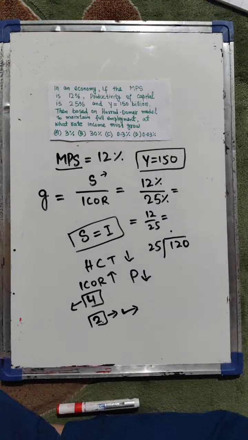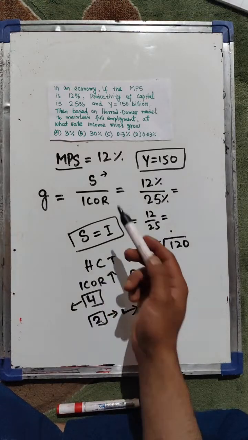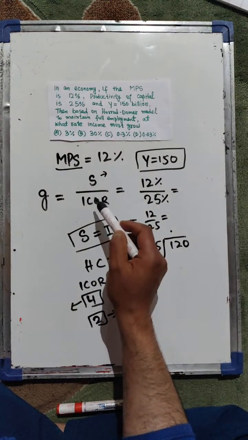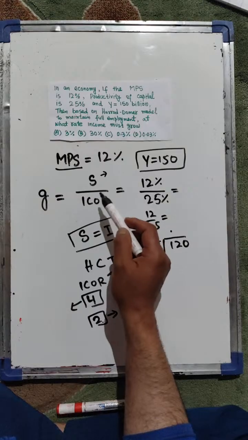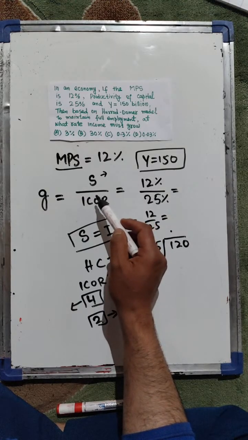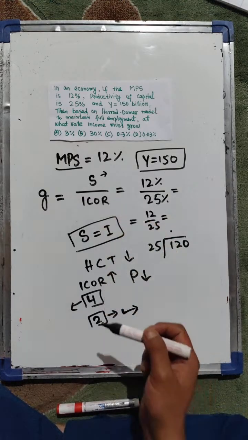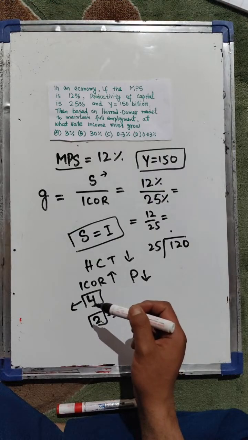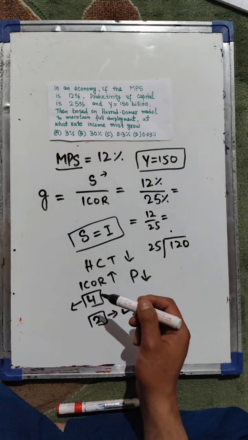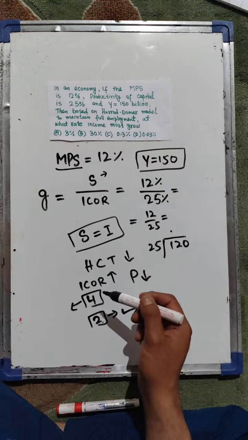Okay, savings divided by productivity of capital is 25%. 25%. Why am I not able to get it correctly?